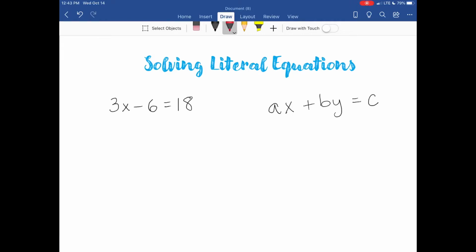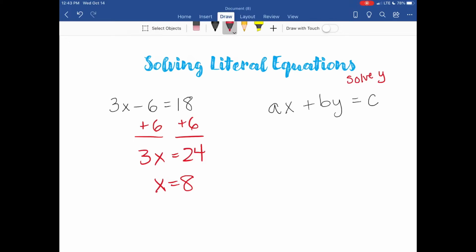So what's going to make these different is instead of us being able to just combine like terms and come up with a solution like x equals 8, we'll now be asked to solve for one variable in terms of all of the other variables. That means that your solution is going to have some letters in it. We're going to do a few examples, and why don't we just start with the one that's there, ax plus by equals c. What if we were asked to solve for, let's change it up, let's say we're asked to solve for y.